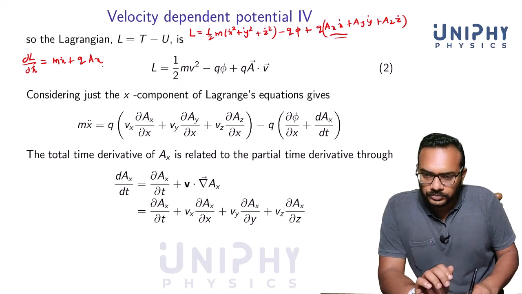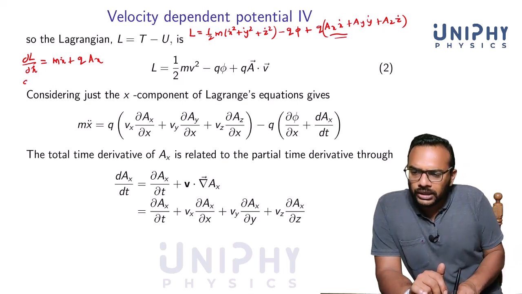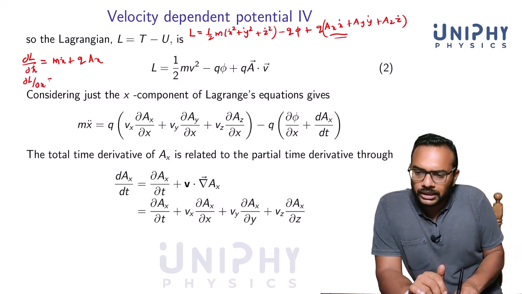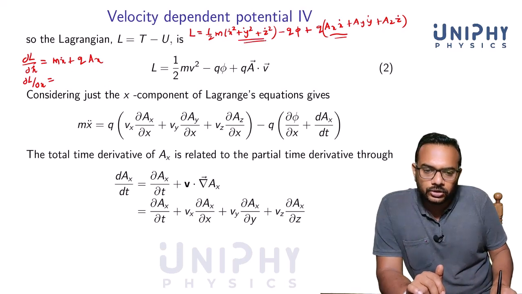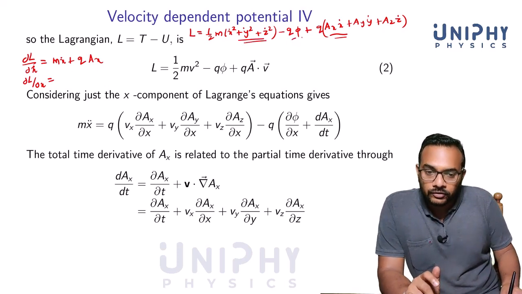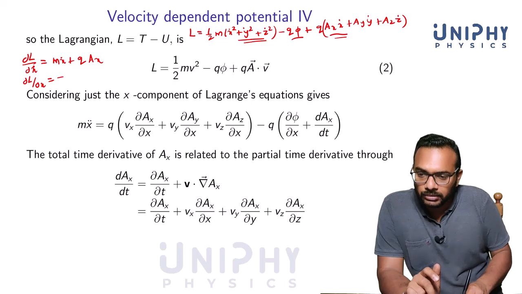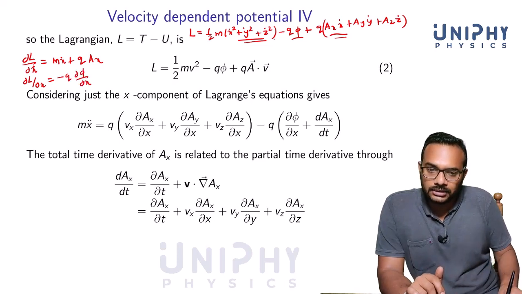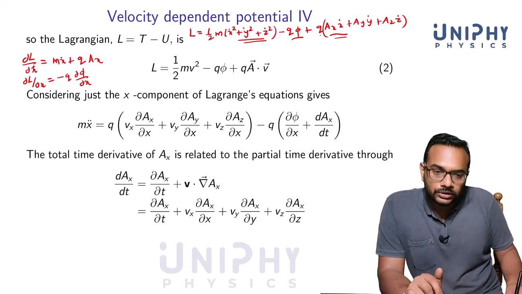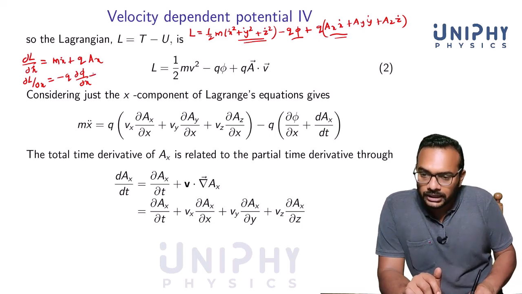Okay, fine. What's dou L by dou x? Here there is no contribution, from here there is no contribution. From here, of course, we get a contribution. That's minus q dou phi by dou x. That's dou L by dou x. And also from here, so you can write this as q.